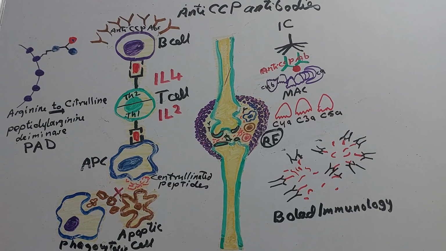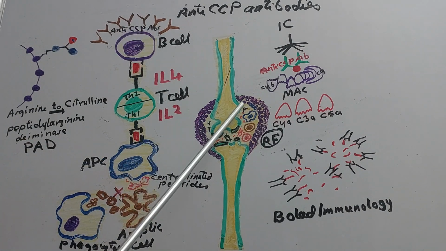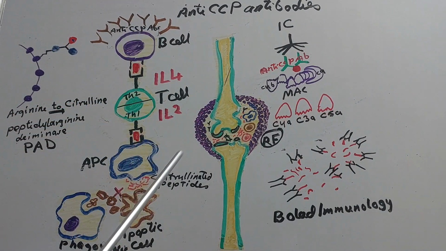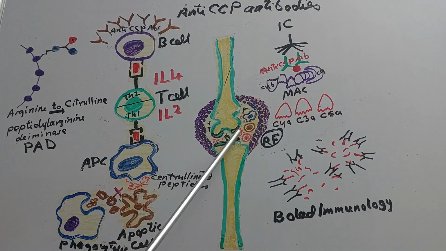So plasma cells will produce anti-CCP antibodies, or anti-cyclic citrullinated peptides antibodies. So this is the whole story. This story takes place here, and now, according to this story, the antibodies specific for citrullinated peptides are produced here in the synovium, and of course here these are the citrullinated peptides and citrullinated proteins.